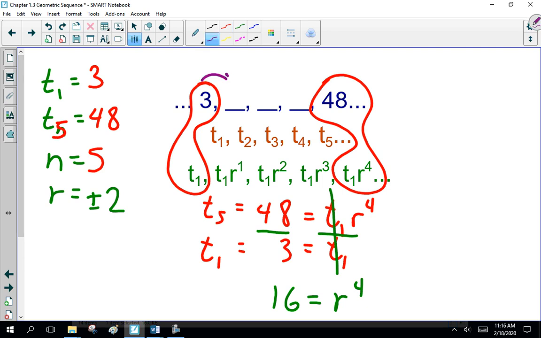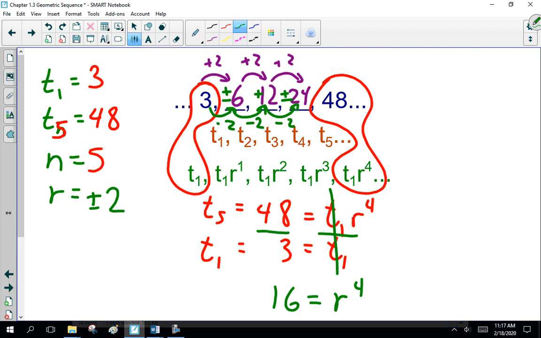So, 3 times 2 is 6. 6 times 2 is 12. Now, times minus 2 is minus 6. Do we know which one it is? No. But we do know the next term is going to be plus 12, a negative times a negative. So here you have 2 answers: 6, 12, 24, or minus 6, 12, minus 24. I have not given you enough information to solve. You have to know both.